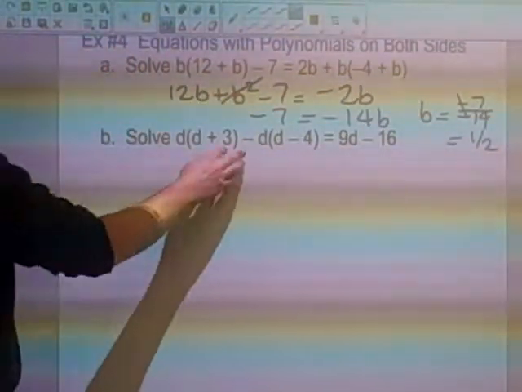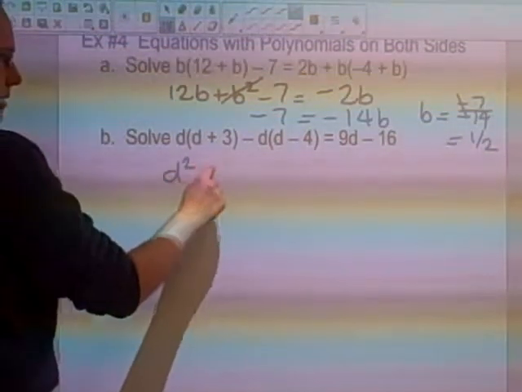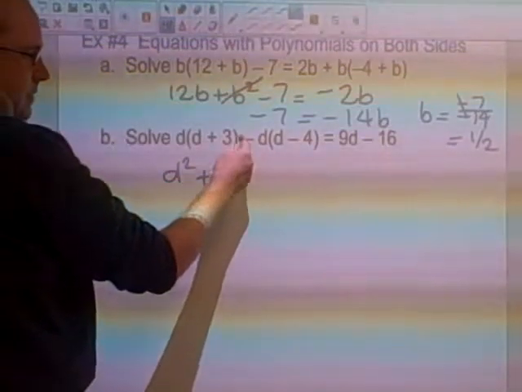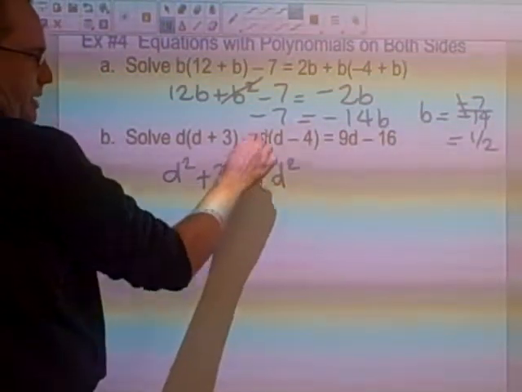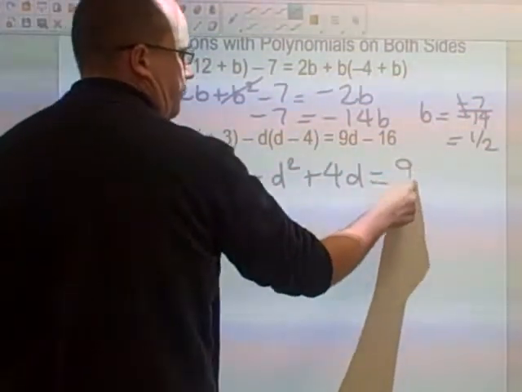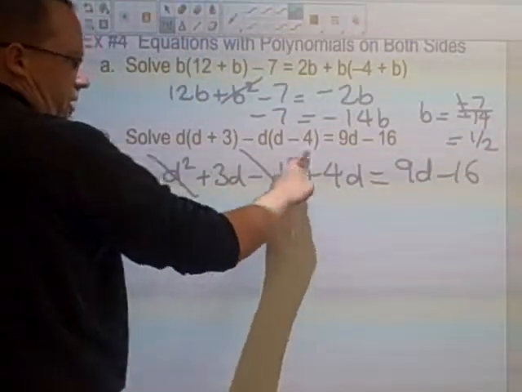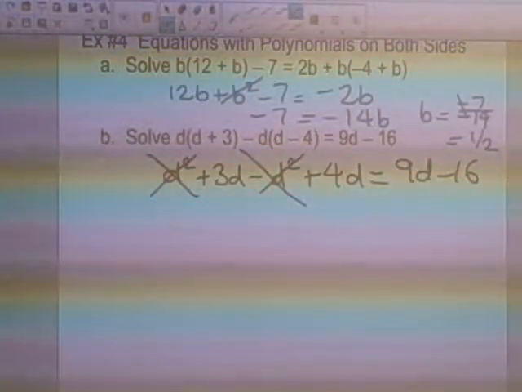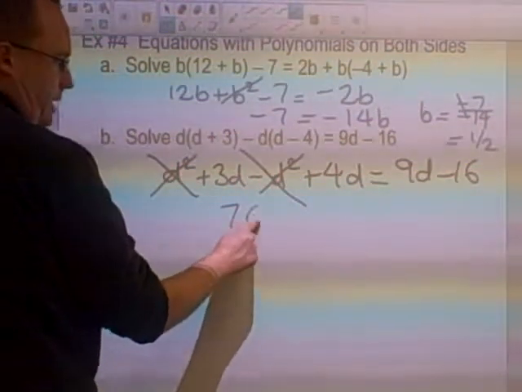Now for this one here, same idea, we're going to distribute here. So d times d, 3 times d. And this one we're going to be careful because this is negative d. So negative d times d is negative d squared. Negative d times negative 4, two negatives make a positive. Once again, d squared, take away d squared is going to cancel. And it has to at the moment, and we will look at how to solve questions with squares in a later unit. 3d plus 4d is 7d.